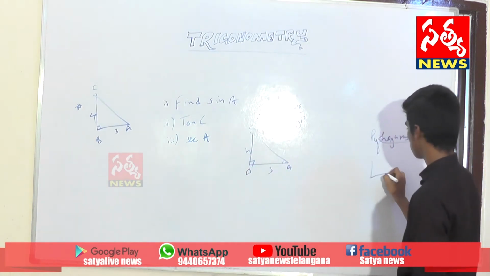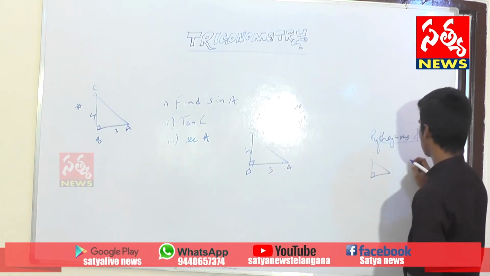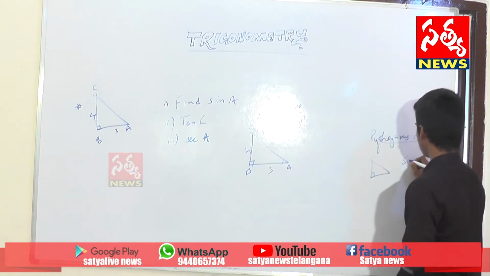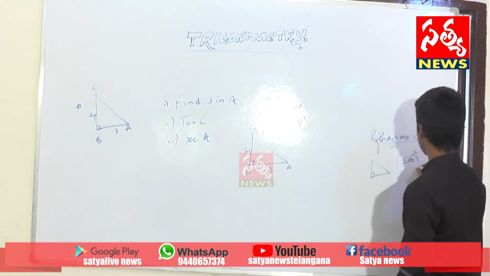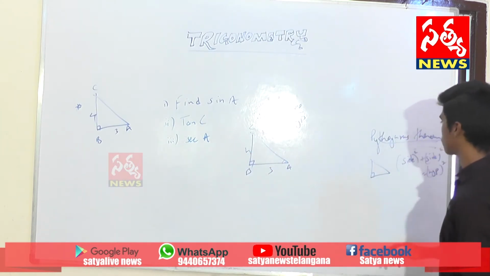Which is, in a right angle triangle, the sum of the squares of the sides is equal to the hypotenuse square. This is the Pythagoras theorem.